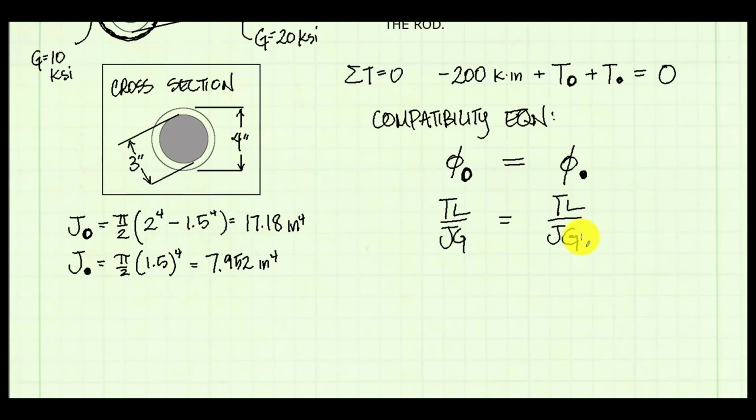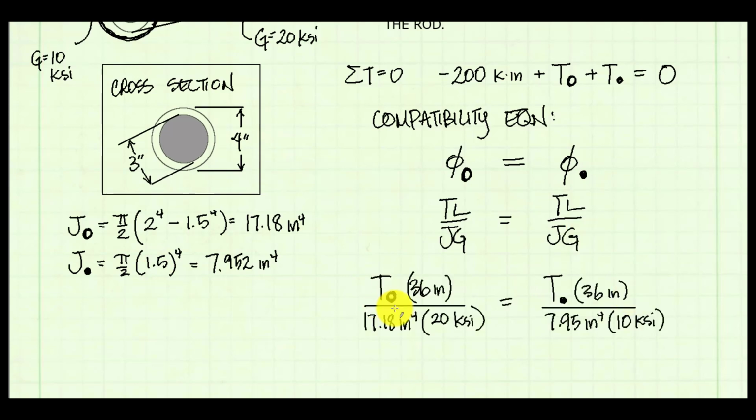Now I will expand my compatibility equation. The internal torque in the tube is the torque of the tube. We don't know that. The same is true for the rod. But we do know the lengths, we know J's, and we know G's for each. Notice that the lengths cancel out. The units, ksi and inches to the 4th, cancel out.